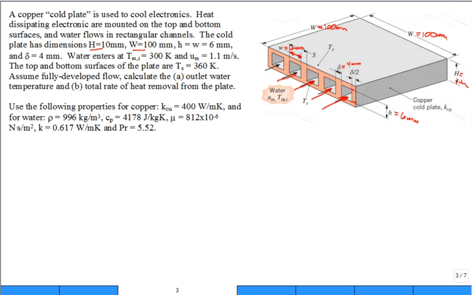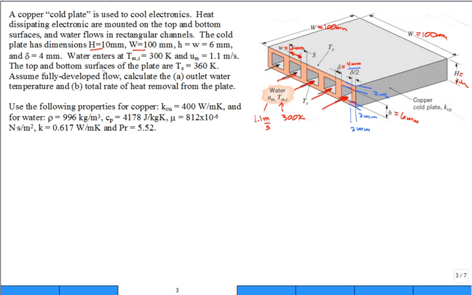And water enters at a given temperature T_m,i. The mean temperature coming in is 300 Kelvin and has a velocity of 1.1 meters per second. That's the mean velocity. I forgot to point out one thing. If you do the math, you can see that the thickness of this part on the top is 2 millimeters, and the thickness down here is 2 millimeters, and likewise the thickness on this very edge over here is 2 millimeters. But the web in between is 4 millimeters.